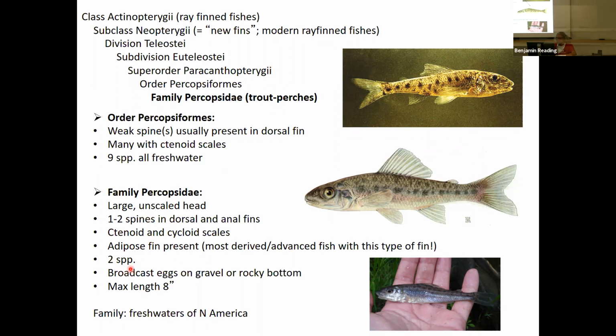2 species in family Percopsidae, they broadcast eggs on gravel or rocky bottom. No parental care. They just sort of let fertilization occur outside of the body. Max length is about 8 inches. Really, this family is in the fresh waters of North America. So the trout perches are family Percopsidae.